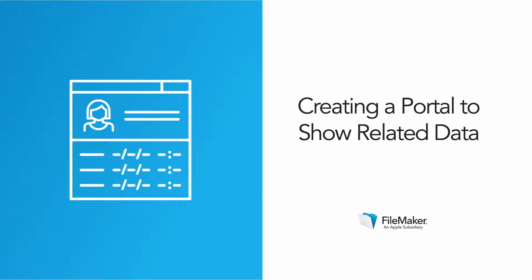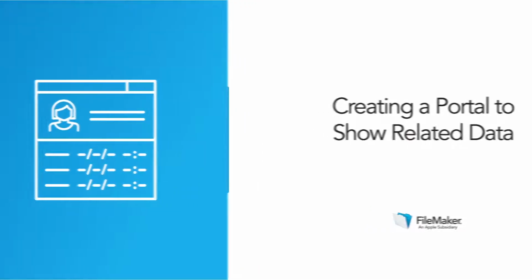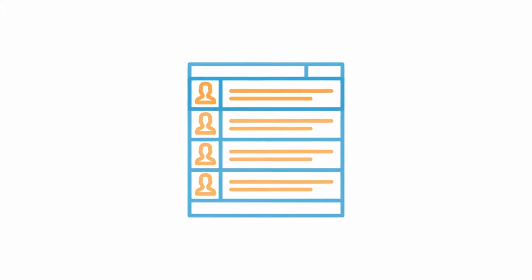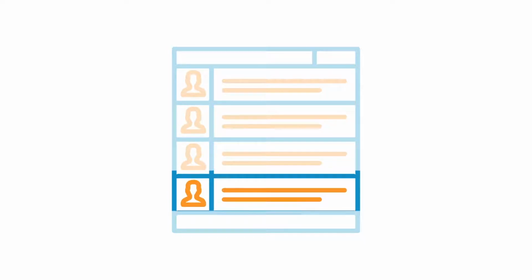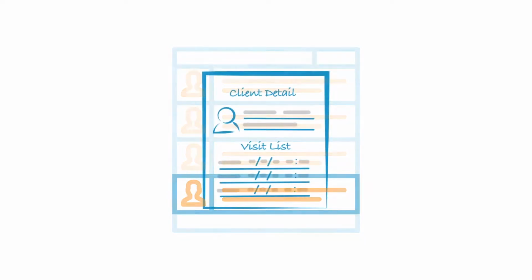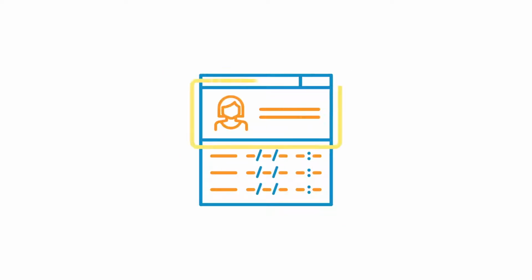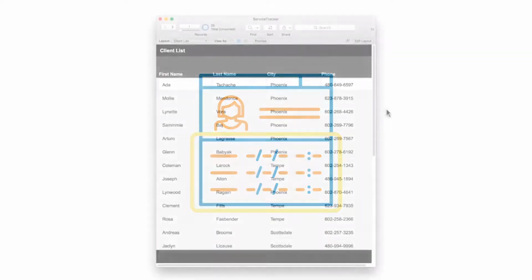Creating a portal to show related data. In the previous lesson, you created your first layout, the client list. In this video, you'll create a client detail layout where your users can see information about each client, including their visits. Using the wireframe from Lesson 1, you'll build your layout to match your sketch. The top of the screen will have the client information, and the bottom half shows the related visits.